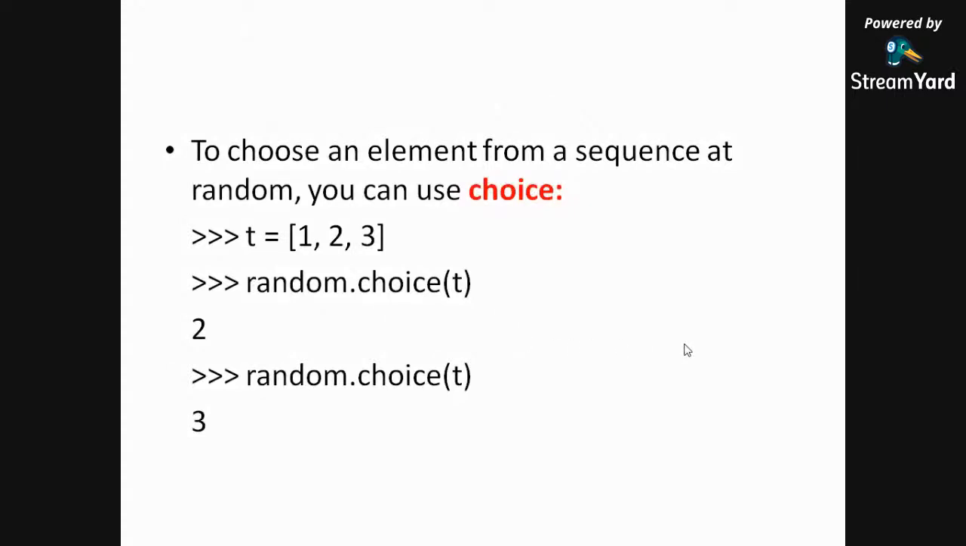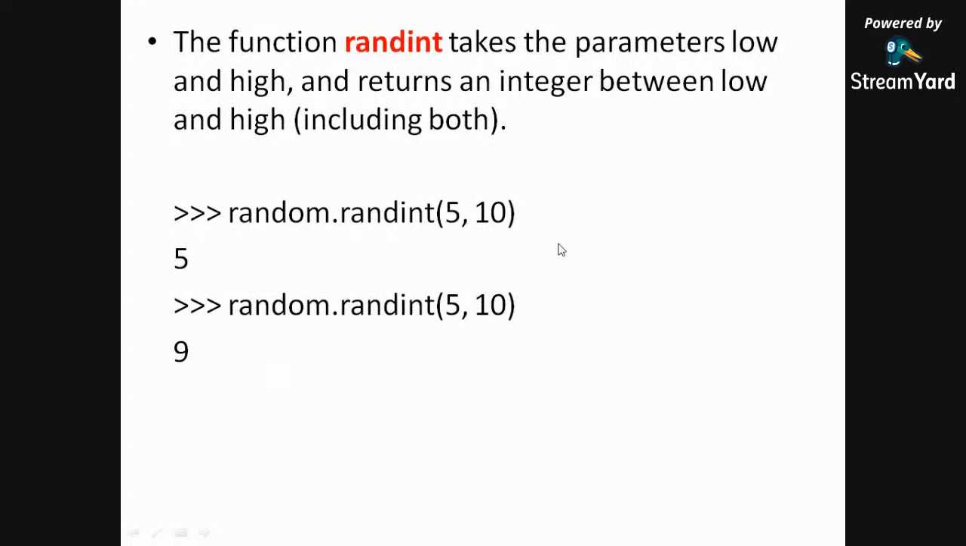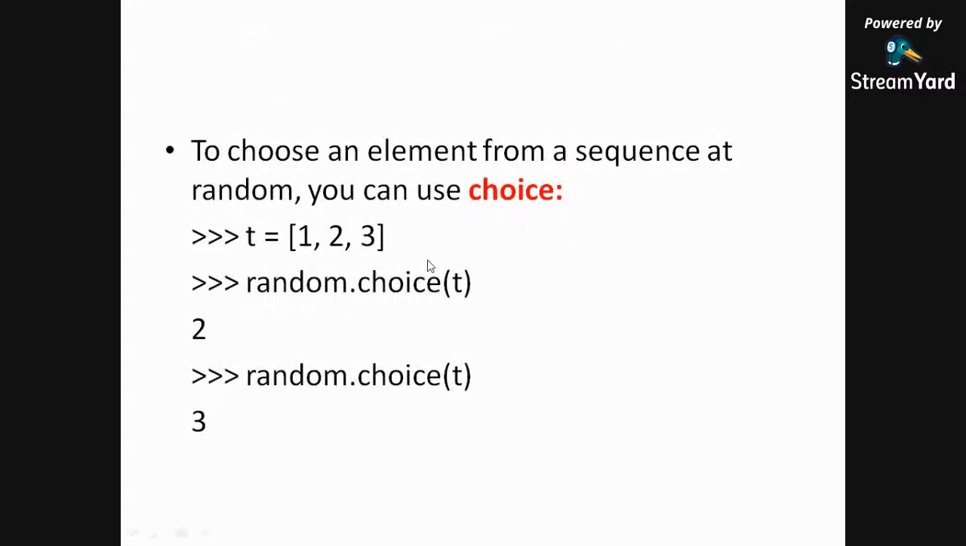Now, similarly, for example, you have a group of numbers, a sequence of numbers, and you want to select one. Here, in the previous case, you are giving the range and a number will be generated. But from among the available numbers, you want to select one randomly. Then we have a function called choice.